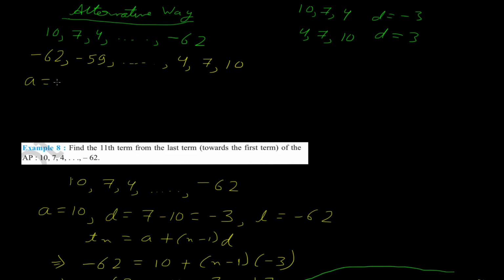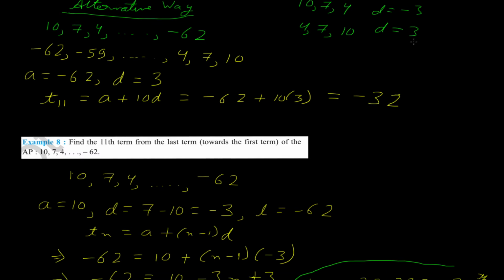So what do we have here? A as minus 62, D as 7 minus 4, 3. So the common difference sign changes since we have flipped it. And now we just need to find the 11th term from the last term. So the 11th term from the last term would be the 11th term from the beginning. So we can now easily write T11 is equal to A plus 10 times D, or we have A as minus 62 plus 10 times 3. This is equal to minus 62 plus 30, which is minus 32. We reached the same answer but in a quicker way.